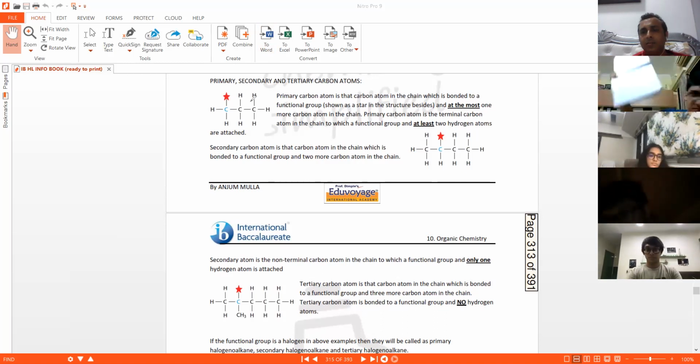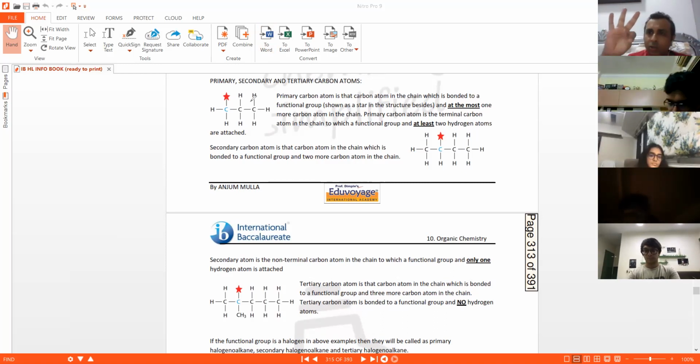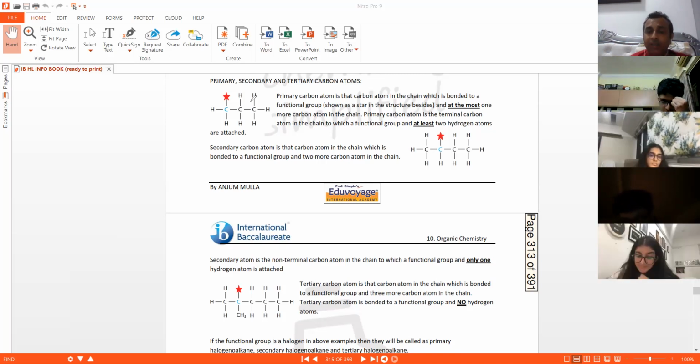You can't have more than 3, right? Because one has to go to the functional carbon. Like, carbon can have only 4 bonds, na? One has already gone to the star. So only 3 left. Okay, yes. So that's one way to decide primary, secondary, tertiary.